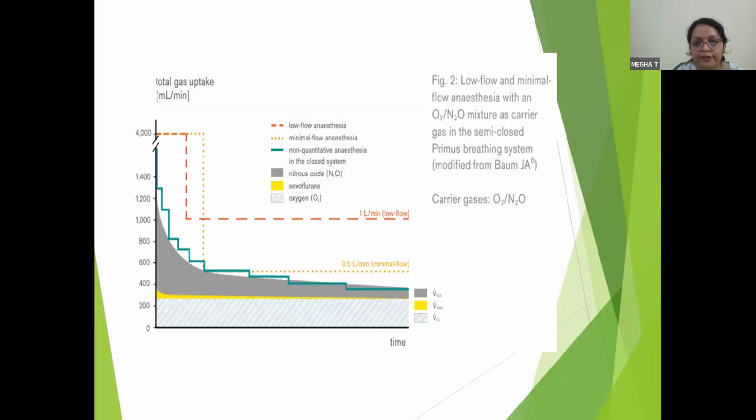All these different flows are superimposed on what I showed earlier. The red line is low flow anesthesia, whereas the dotted line is the minimal flow. In low flow anesthesia, we start at 4 liters and later on come down to 1 liter per minute. In minimal flow, you start at 4 liters and later on come to less than 500 ml per minute. Imagine if there is another line which is high fresh gas flow, that is more than 4 liters. It will be going this way. So the difference between what we are delivering and what is actually taken up by the patient is a big difference. You have to note that.